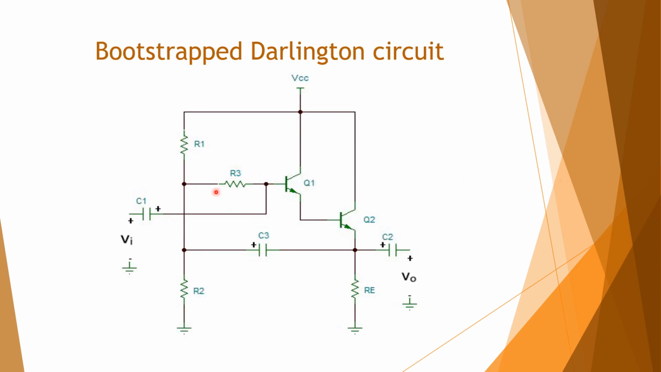Here you see there's an R3 resistor connecting like this, and a capacitor which connects from the junction of R1 and R2 to the output side. And this is the coupling capacitor here. The input is given to the base of Q1 and the output is taken from the emitter of Q2 through C2. C2 is the output coupling capacitor, C1 is the input coupling capacitor, and C3 is the parallel capacitance used to bootstrap the circuit.